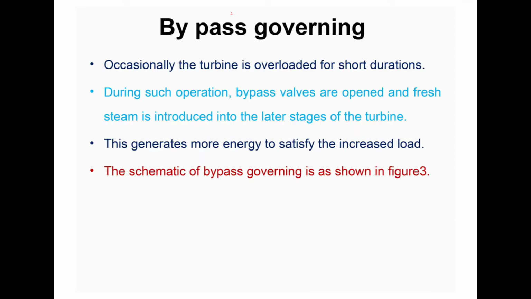turbines. Bypass governing: occasionally the turbine is overloaded for short duration. During such operation, bypass valves are opened and fresh steam is introduced into the later stages of the turbine. This generates more energy to satisfy the increased load. The schematic of bypass governing is as shown in figure 3.